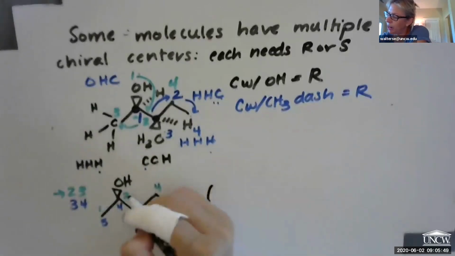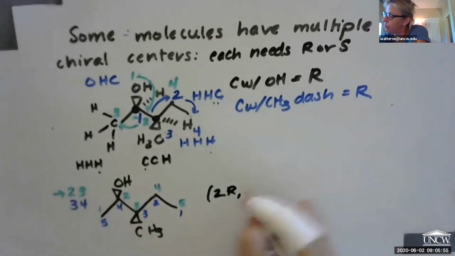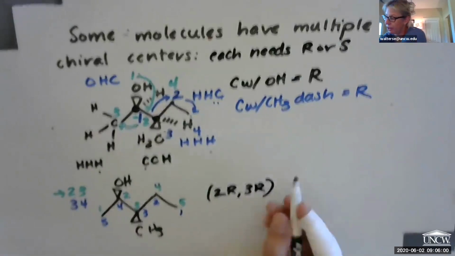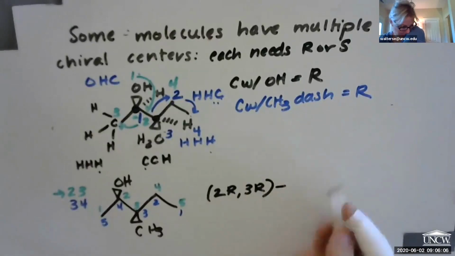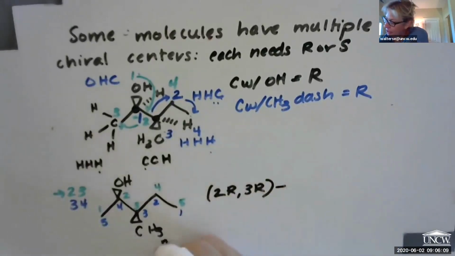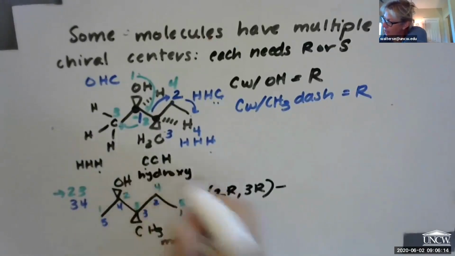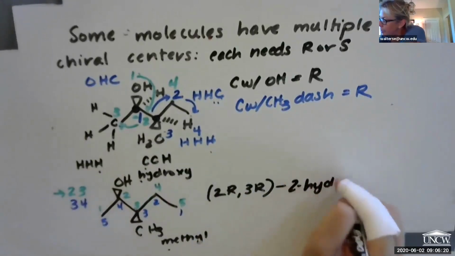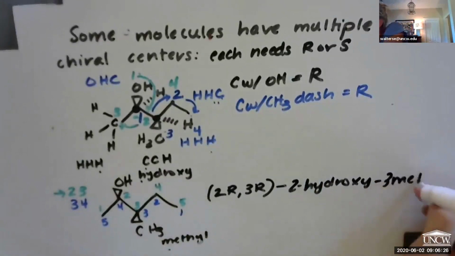In parentheses, you would write that carbon 2 is R. Carbon 3 is also R. So you list the stereochemistry here. Then you name it like you always would. This is a methyl substituent. This again is hydroxy. So H comes before M. 2-hydroxy-3-methyl. There should be a dash there. I forgot. 3-methylpentane.